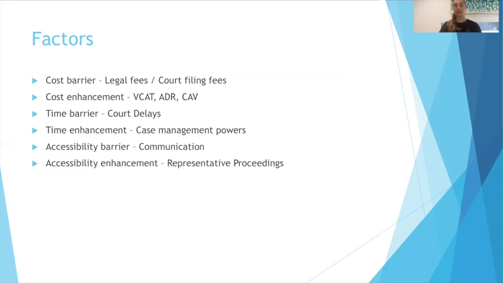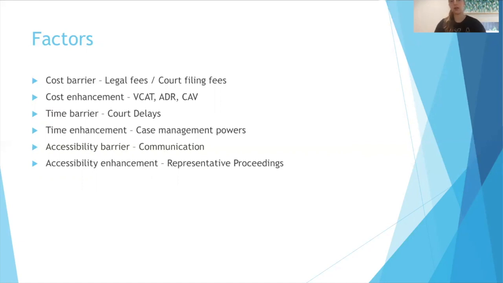Now we move on to factors. As we said for criminal, this isn't a big part of the area study, and it's just something that I would have in your notes, an idea you could talk about for something that increases cost, time, and accessibility, and one thing that reduces cost, time, and accessibility. And these are all things that we've already spoken about throughout the area study.